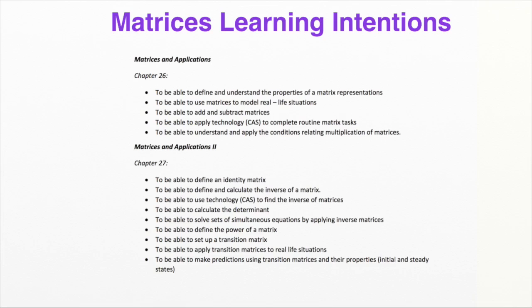So chapter 27, a little bit more application type, so we're looking at identity matrices and inverses, being able to calculate the determinant and so on. That's to help us to pretty much be able to solve for matrices. And we're going to apply these to real life situations, and we're also going to look at transition matrices and make predictions using transition matrices, and obviously relate them to real life. So once again, it's quite a worded module, but hopefully the content won't be very difficult.